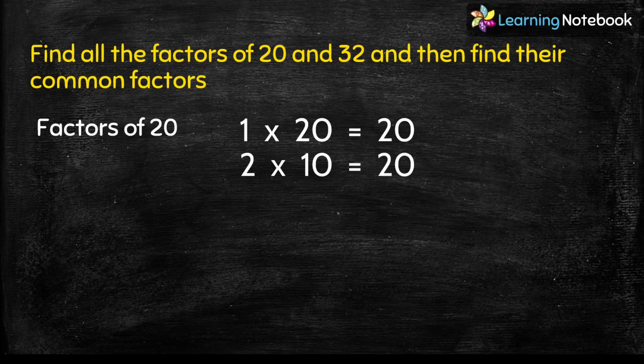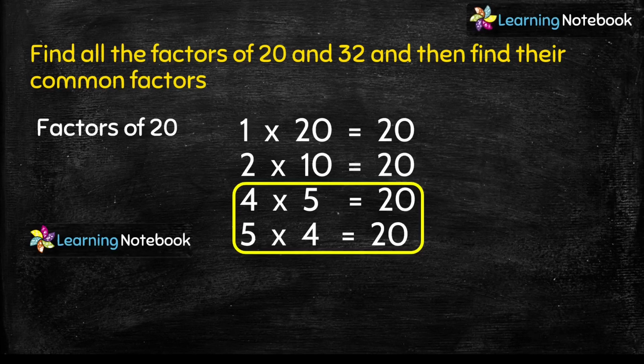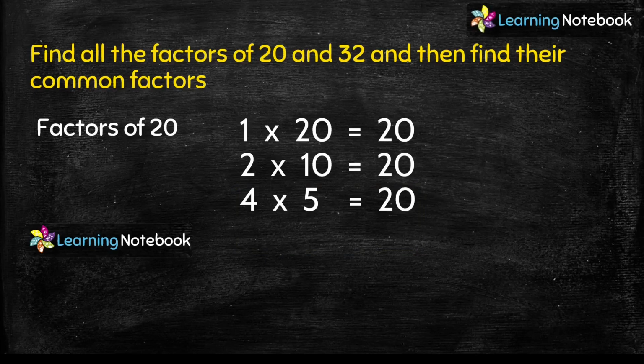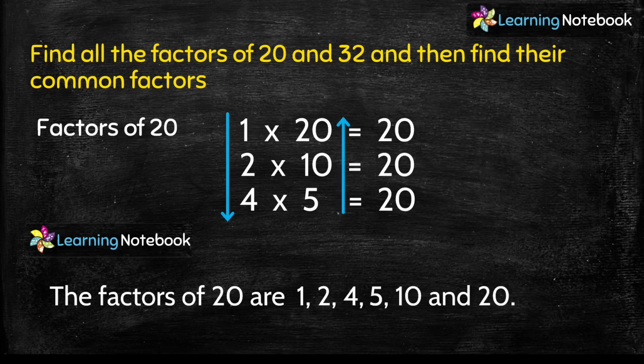And in the table of 4, 4 into 5 equals to 20. And in the table of 5, 5 into 4 equals to 20. But we have already covered it as 4 into 5. So we will stop at 4 into 5. So let's write factors of 20, which are 1, 2, 4, then 5, 10 and 20.